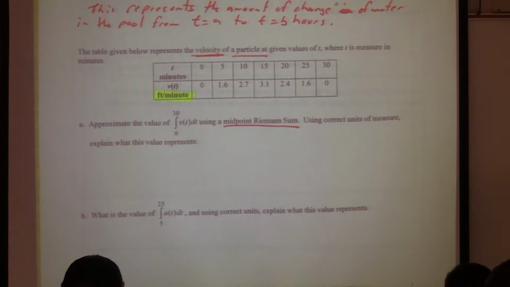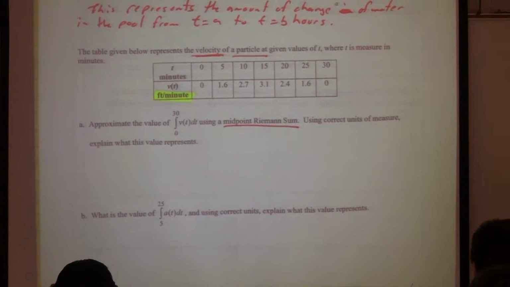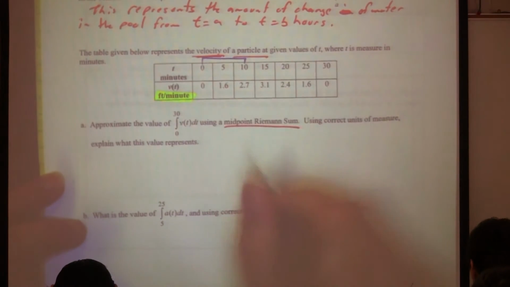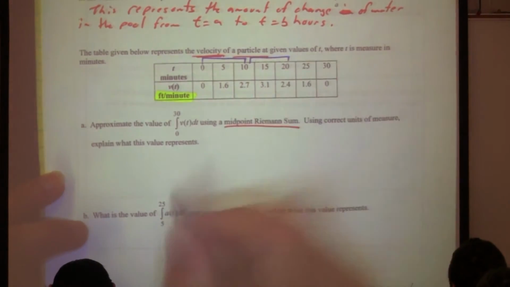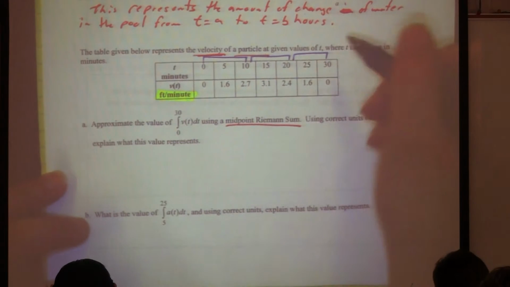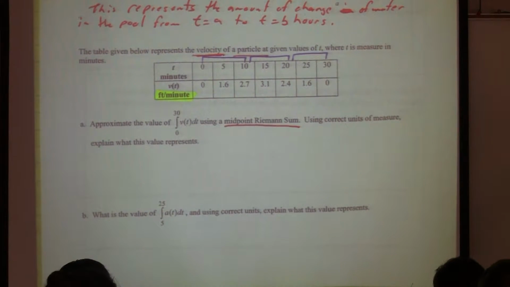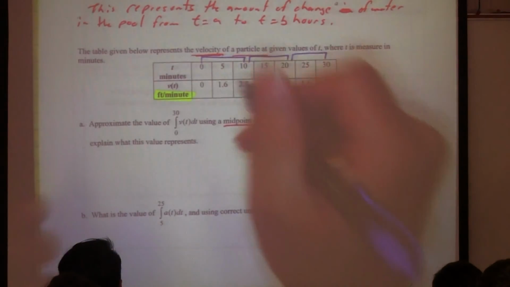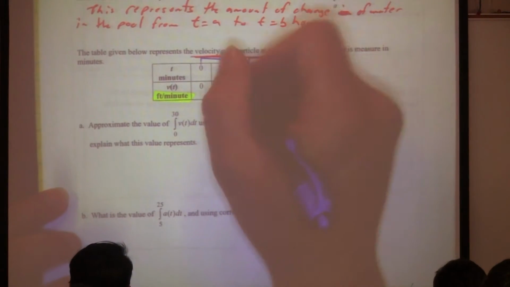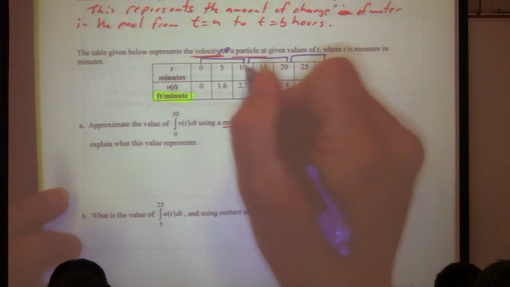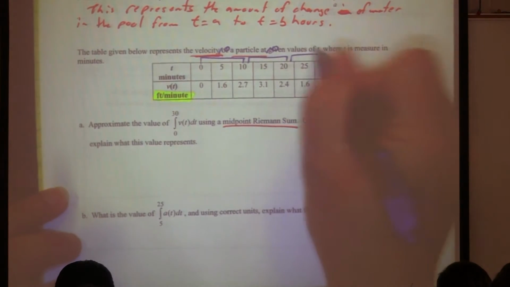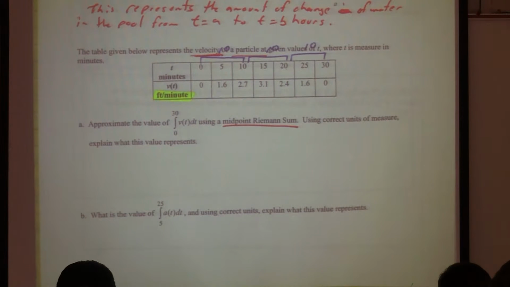So from where to where do you want to go? From 0 to 10 would be a good one. 10 to 20 would be good. 20 to 30. Now why would I pick those? Because that gives me something in the middle that I can use. What would be the difference from 0 to 10? 10 to 20? 20 to 30? Are they all the same amount? Yes. Alright, so that should make this Riemann sum easy to calculate.